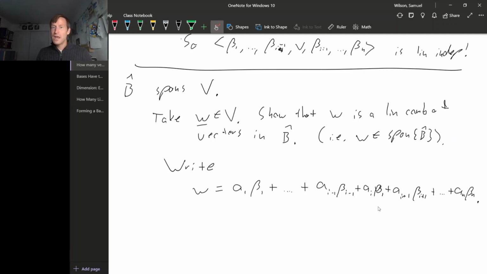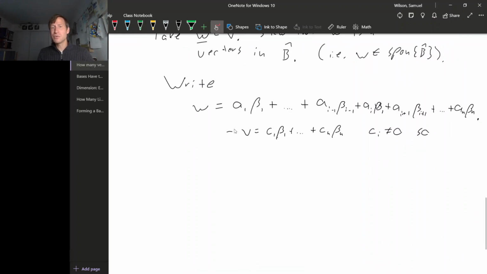Okay. And remember also that V is a linear combination of the betas. So V is C1 beta 1 plus dot dot dot down to Cn beta n, and Ci is not equal to 0. Well, that means since Ci is not equal to 0, we can solve this equation with V in it for beta I. We have to move all the other beta terms to the other side and then divide by C sub I.